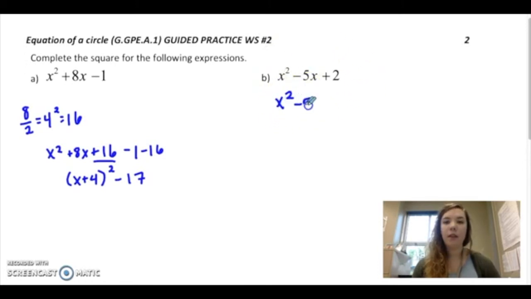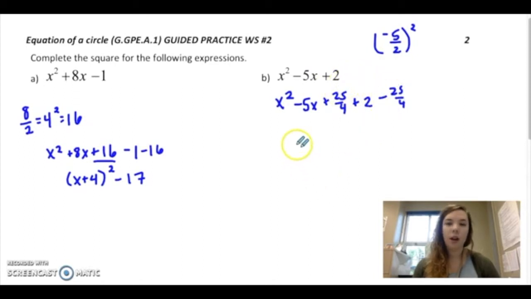All right, so here we're going to do the same thing. I'd have negative 5x. Half of this would just be negative 5 halves, and then we're squaring it. So we're going to add 25 fourths. And I still have my plus 2. And to keep this balanced, I'm also going to subtract 25 fourths. All right, so then for this part, I would have x minus 5 halves squared.